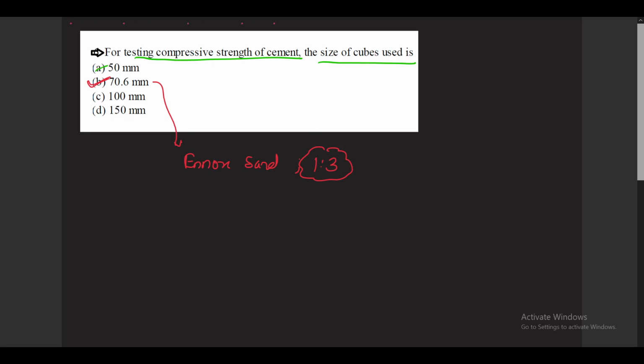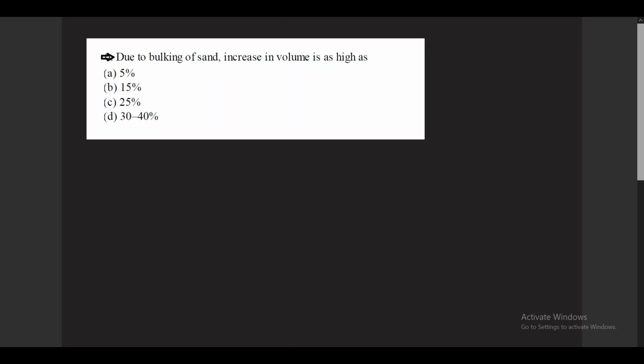Now the next question here is about the bulking of sand. We will see afterwards what the bulking of sand is. Read the question first: due to bulking of sand, increase in volume is as high as. So they are asking how much increment in the volume there is due to this bulking. In the case of bulking, the increment is up to 38%. If you check the ranges, here is 5%, there is 15, here is 25, and here is 30 to 40. That means option D is the correct option over here.